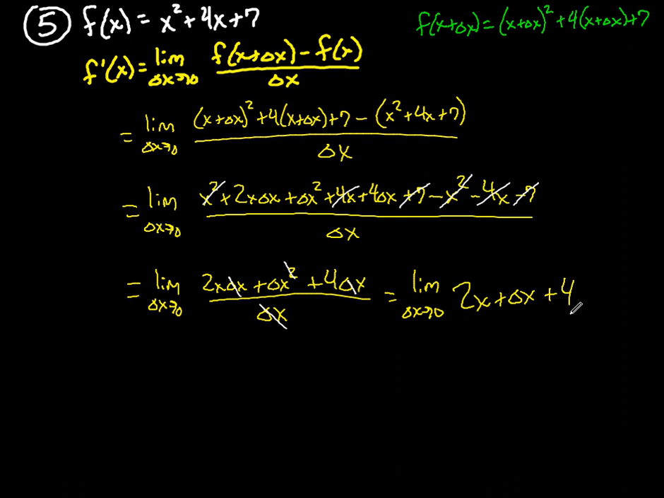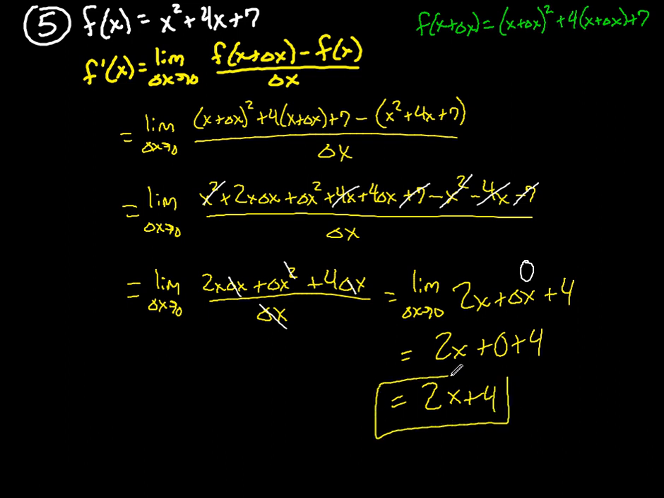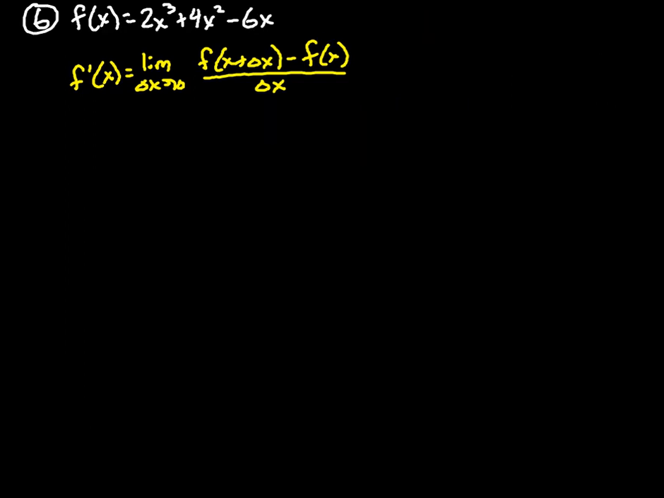Now that I've canceled out, I can plug in my 0 for delta x. So when I've plugged in, that means I just have 2x plus 0 plus 4. That means it's just 2x plus 4 as my answer. Remember, we can use our shortcut to check it. Bring the exponent down: 2x plus 4 as my answer. You will have a polynomial on your test, and you will have the option of doing a second polynomial on your test. All right, let's do another polynomial.